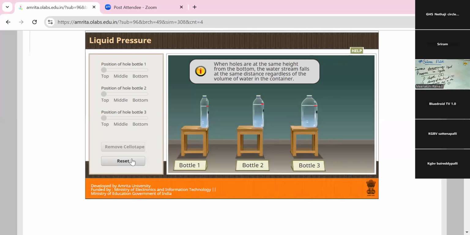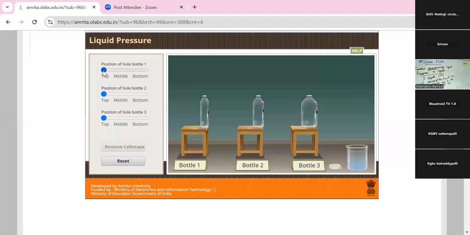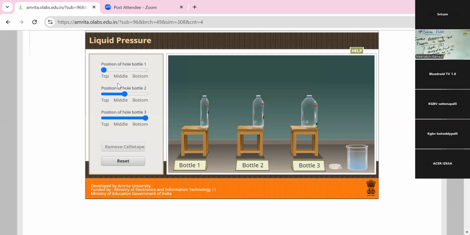Next one. I want to select the first bottle in the top position, the second bottle in the middle part, and the third bottle, I am selecting the bottom part. First bottle is the top part. See, the blue color is in the top position, then the position of the second bottle is in the middle part, and the third bottle is the bottom part.